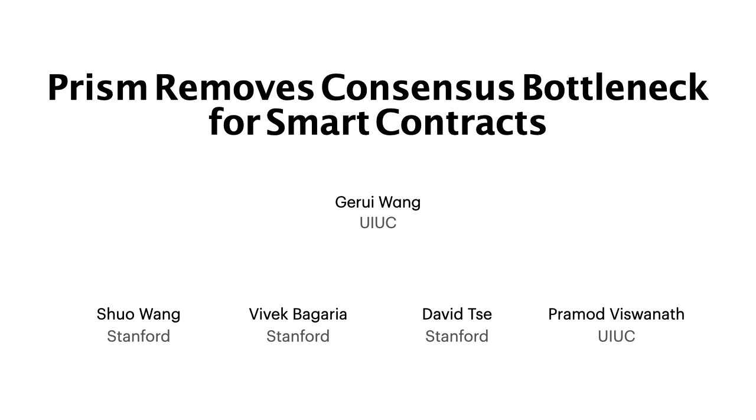Hello everyone, my name is Gary Wang, and I will introduce Prism removes consensus bottleneck for smart contracts. Prism is a recent blockchain consensus protocol that can scale up its performance.